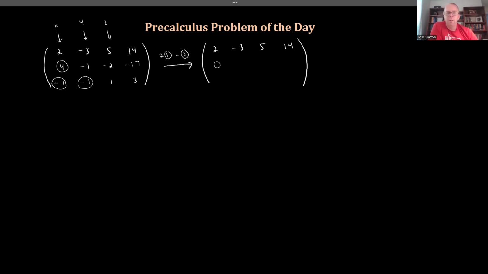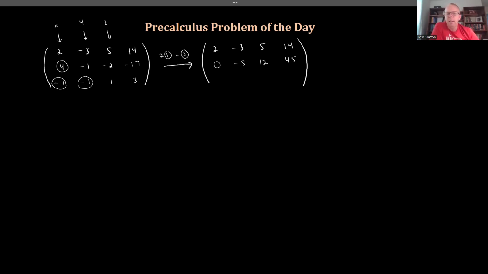Next, we have 2 times negative 3 minus negative 1. That gives us a negative 5. Then we have 2 times 5 minus a negative 2. That gives us a 12. And then we have 2 times 14 minus a negative 17, and that gives us 45. Now, you may get big numbers. Don't worry about that. Like I said, you want to get a 0 here, and as long as you're doing your math right, whatever the rest is, just let it play out.